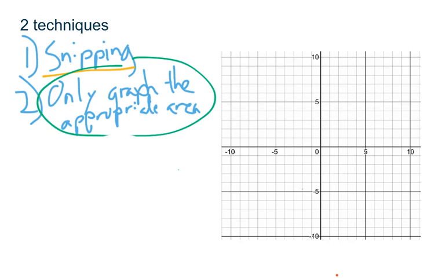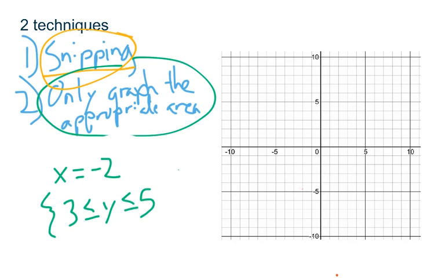Okay, let's say I want to graph x equals negative 2, but I'm going to restrict the range because it's a vertical line, and I would just want, let's go from 3 less than or equal to y, which is less than or equal to 5. Again, I'm going to use this snipping tactic. So x equals negative 2, vertical line right there. Draw it all out. Now, oops. We're going to put that there.